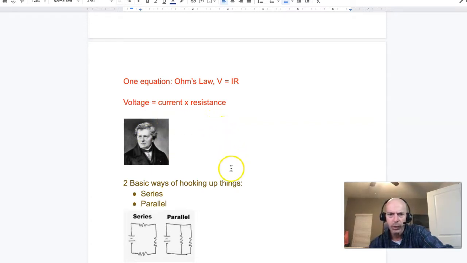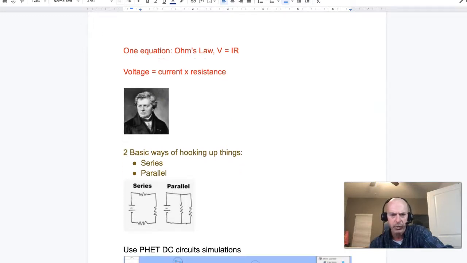Now, as I mentioned, there's really two ways of hooking up light bulbs or resistors. These are the symbols for resistors, by the way. We could do what's called a series hookup or a parallel hookup. In a series, we have just one pathway. Okay, this is a symbol for batteries. So we have batteries, and we have resistors all hooked up end to end. That's a series connection.